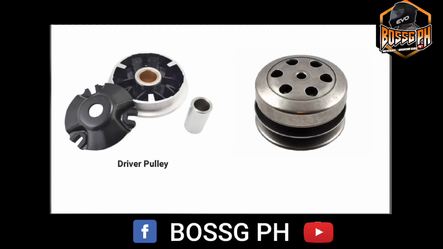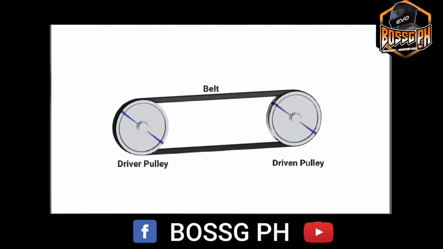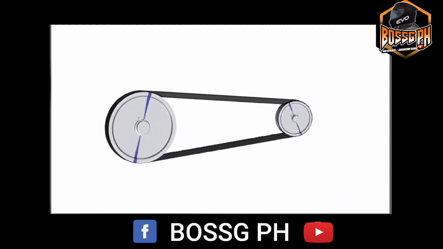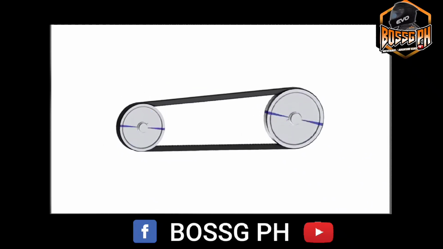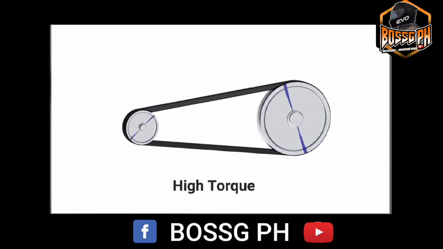It has a driver pulley and a driven pulley with variable diameters. A V-belt with constant length runs between these two pulleys. High RPM is obtained by increasing the diameter of the driver pulley and decreasing the diameter of the driven pulley. High torque is obtained by doing the opposite. This system allows us to achieve infinite number of drive ratios between the minimum and maximum limits.